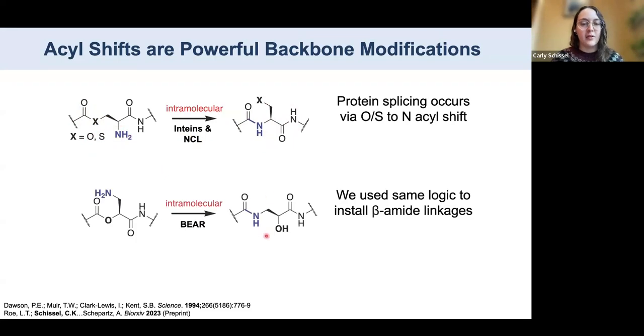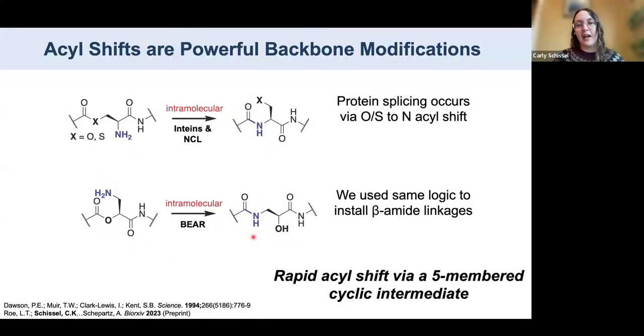Our group recently published on a similar strategy where we actually switched the atoms here. So if you start with an alpha-hydroxy acid and you have a beta amino group, when you unveil this beta amine, a similar O to N acyl shift occurs, but it actually installs a beta amide linkage. And so this is a way to install a beta amino acid without actually needing the beta amino group to be the nucleophile in the PTC, because we know that installation of beta amino acids can be really challenging.